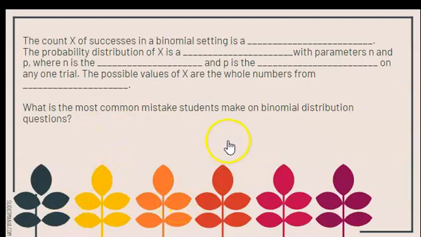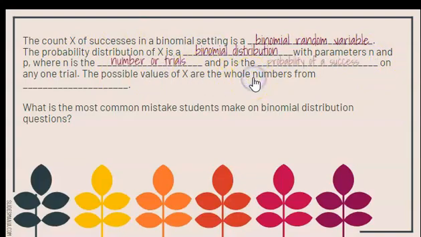All right, so just some definitions. The count X of successes in a binomial setting is called a binomial random variable. The probability distribution of X is a binomial distribution with parameters N and P, where N is the number of trials and P is the probability of a success on any one trial. The possible values of X are the whole numbers from 0 to N. Like I flipped 0 heads or 10 heads, or anything in between. But they're whole numbers. That makes it a discrete, but specifically a binomial random variable.